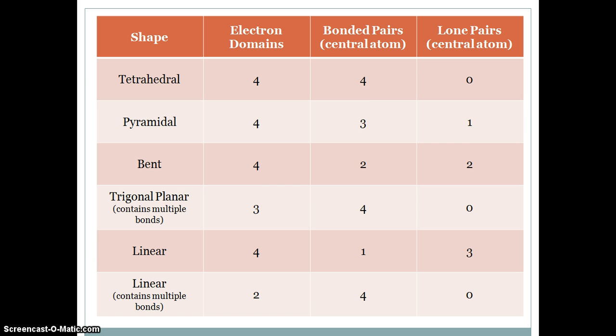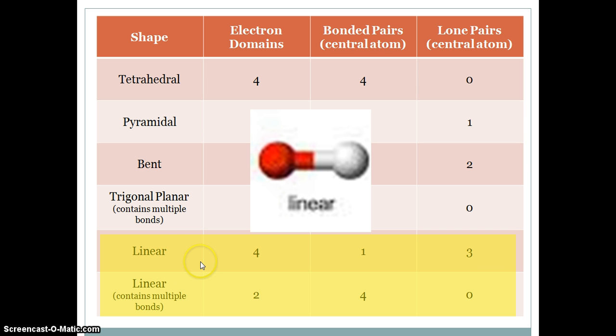And last we have 2 sets of linear. If you notice the first one, we have 4 electron domains, but only one bonded pair of electrons, and so 3 lone pairs. That would make it linear. It could also be linear if we have 2 electron domains and 4 bonded pairs of electrons, leaving 0 lone pairs.